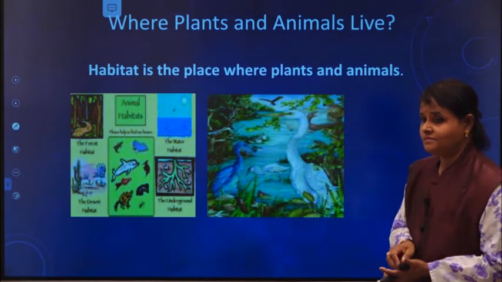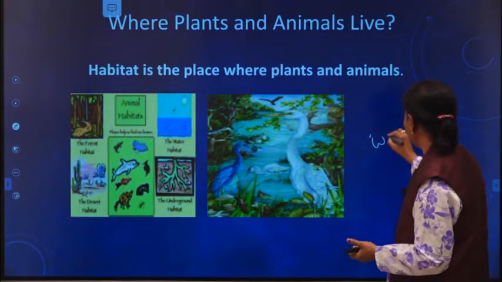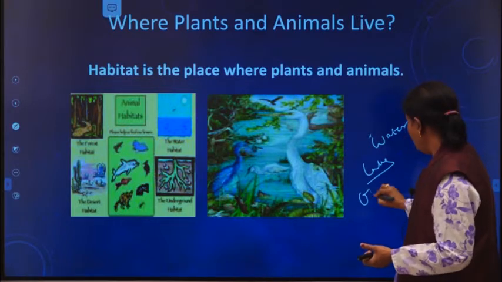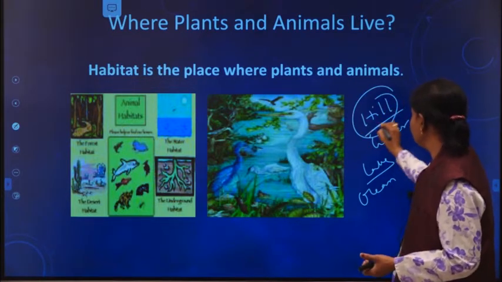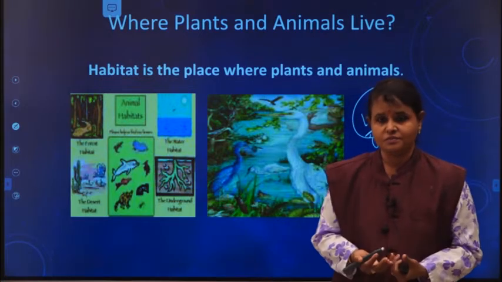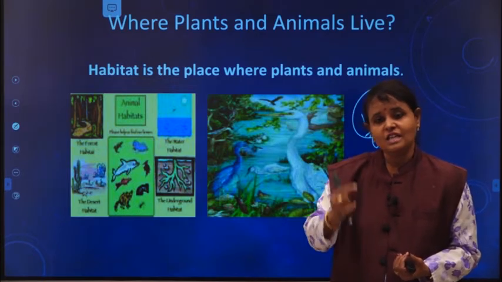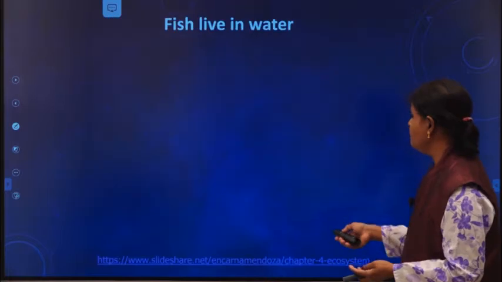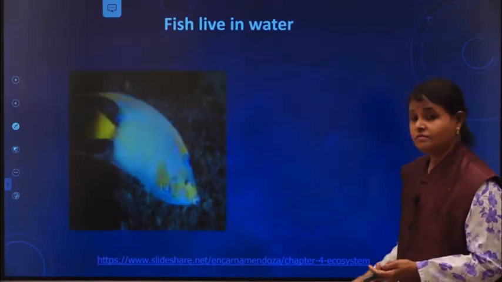What is that called? The place may be water, whatever it may be. You take a lake, ocean, hill, anything you take. This is the place where the living things are present. That is called habitat. Suppose if I ask you, habitat is the place where the living things stay. Fishes are examples. They live in water.